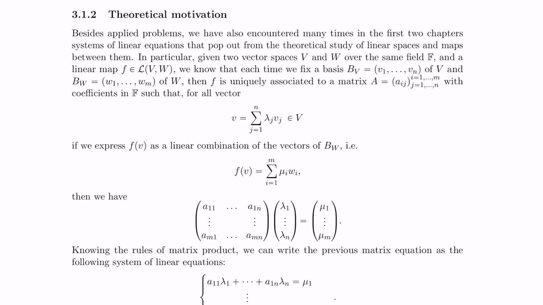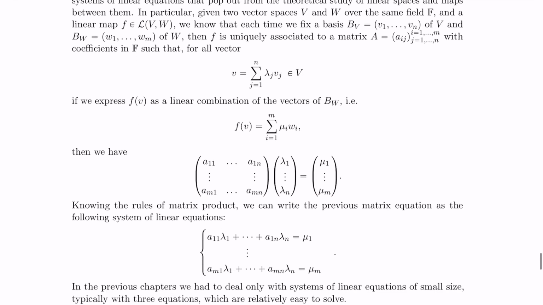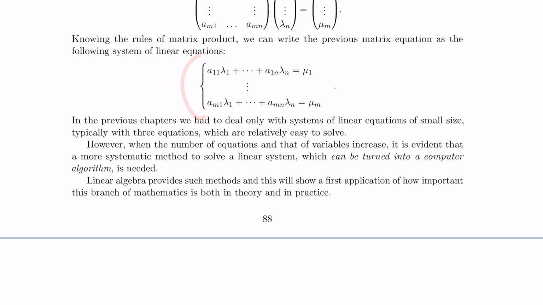In chapter 2, we have seen that if we decompose any vector V on the basis BV like this, and the image by F of V on the basis BW like this, then the relation between these coefficients here and these coefficients here is given by this matrix equation. If you perform explicitly this matrix product, and I strongly invite you to do it, then you can rewrite this matrix equation as this system of linear equations. So you see that linear systems are naturally associated with matrix multiplication, which, as I have already told you, has a major importance in linear algebra.